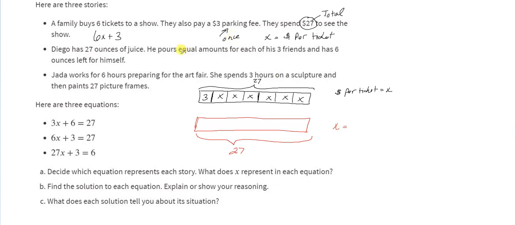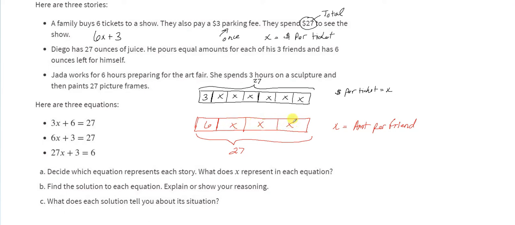What's the thing that we don't know? Equal amounts. Okay, so it looks like he pours equal amounts for each of his 3 friends. So that means X is the amount per friend. Alright, so he's got 3 of those, and he has 6 for himself. So he's already going to use 6 of these for himself. And then for his 3 friends that remain, oh, that's not a good spot for that. Let me break this up into 3 parts. Alright, so there and there. For those 3 parts, those would be your X's.